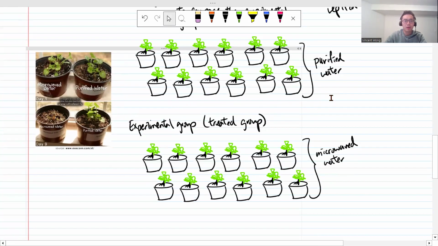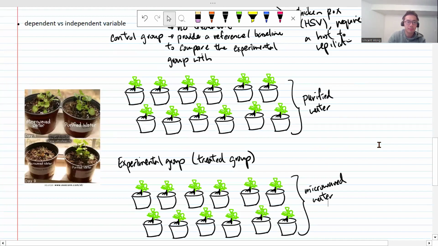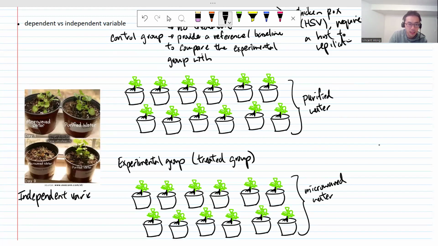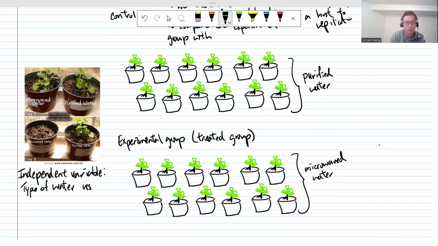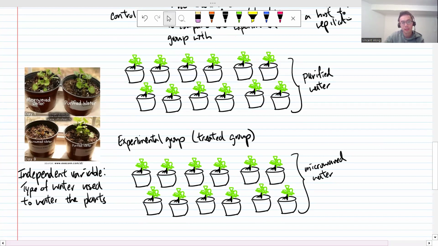Now, what is the independent variable? Remember, the independent variable is the one that you are in control of. It is the one that you are changing between your control group and your experimental group. And in this case, it is the type of water used to water the plants. So that's the only thing you're changing.